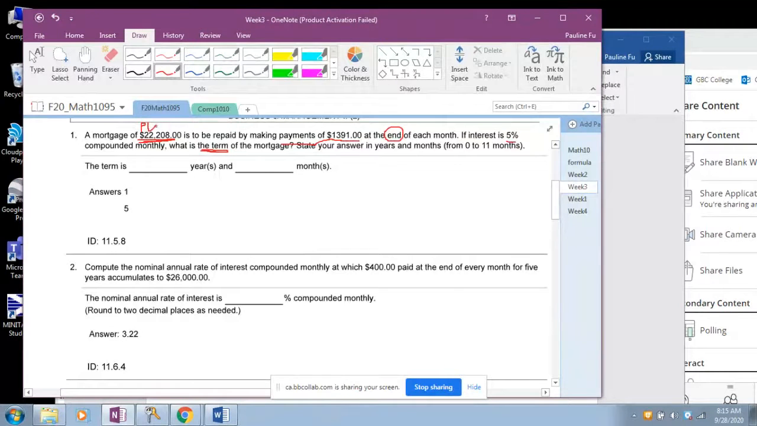Present value is this. Okay, sorry for my little dog. Hi, what do you want? No, it's too cold. My little doggy, sorry.